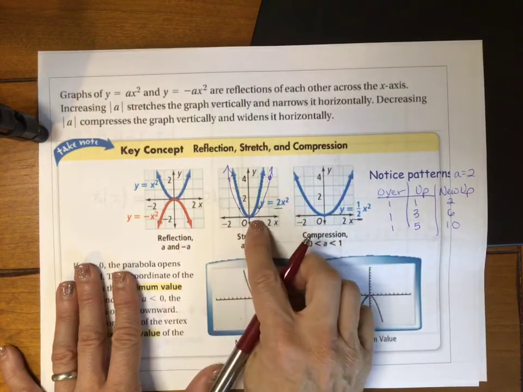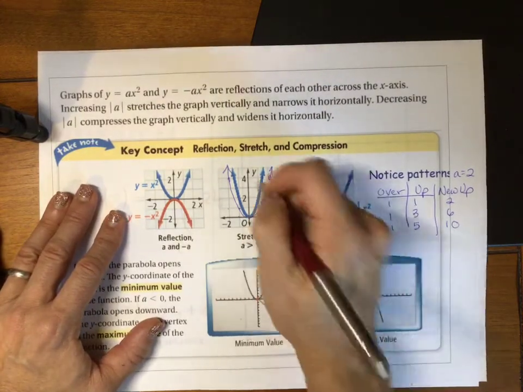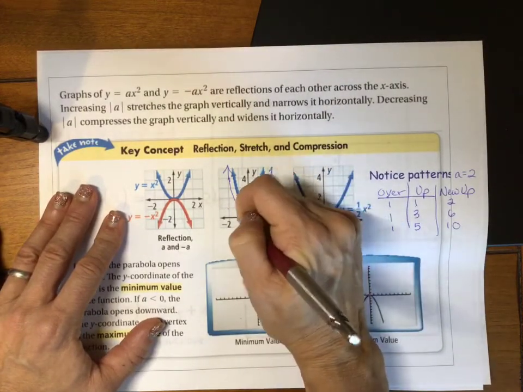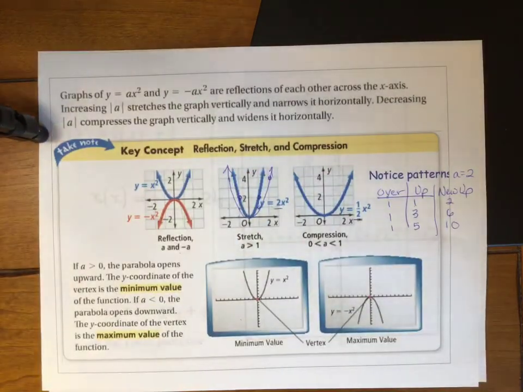We don't have a lot of room on this graph, but we can see the first one. Over 1, up 2. Over 1, up 2. That shows my stretch on this graph.